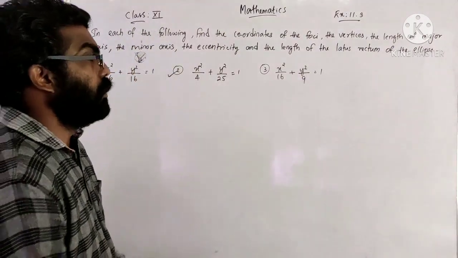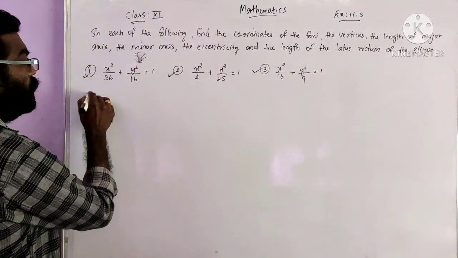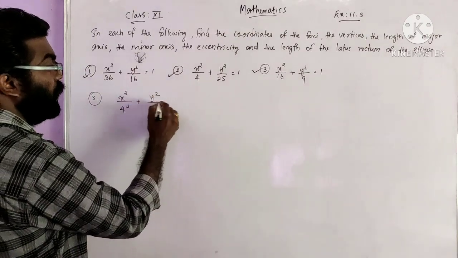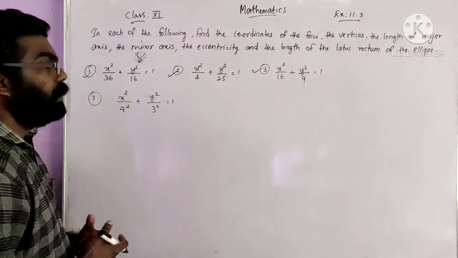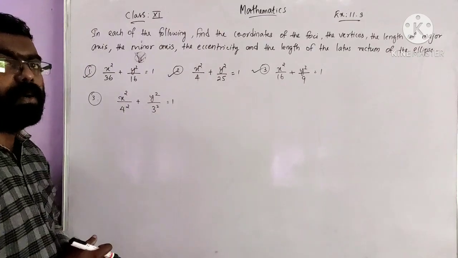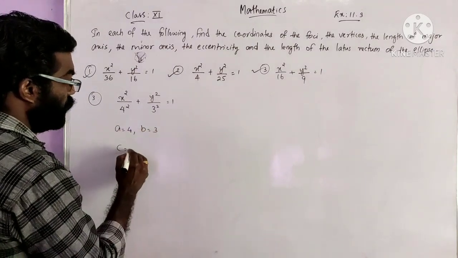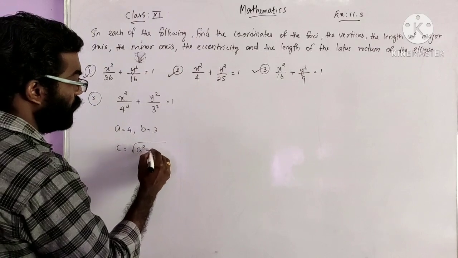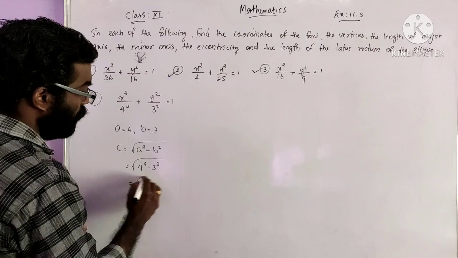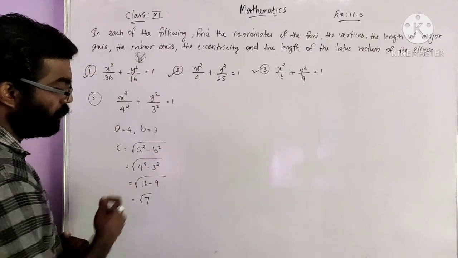Now we can consider the third one, x square by 16 plus y square by 9 equal to 1. So this can be written as x square by 4 square plus y square by 3 square is equal to 1. It's also of the first type, x square by a square plus y square by b square equal to 1. So a is equal to 4 and b is equal to 3. c is equal to root of a square minus b square. Here 4 square minus 3 square, root of 16 minus 9 which gives root 7.